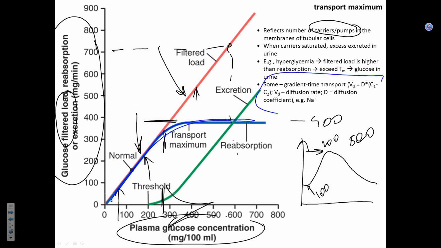For sodium, for instance, it's called gradient time transport, which basically means you can eat as much sodium as you want. All of it is going to be reabsorbed. Okay? It's all about the difference. The capacity of your kidneys to reabsorb sodium is so great that it's all going to be reabsorbed back. Does that make sense?